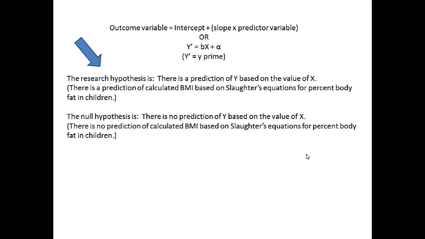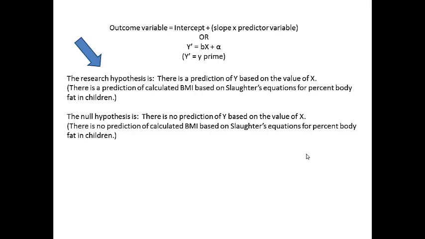Here's our research hypothesis. There is a prediction of y, that's our dependent variable, based on the value of x, our independent variable. In a real-life situation, we could say there is a prediction of calculated BMI based on Slaughter's equations for percent body fat in children. The null hypothesis that we test is there is no prediction of y based on the value of x, or there's no prediction of calculated BMI based on Slaughter's equations for percent body fat in children.